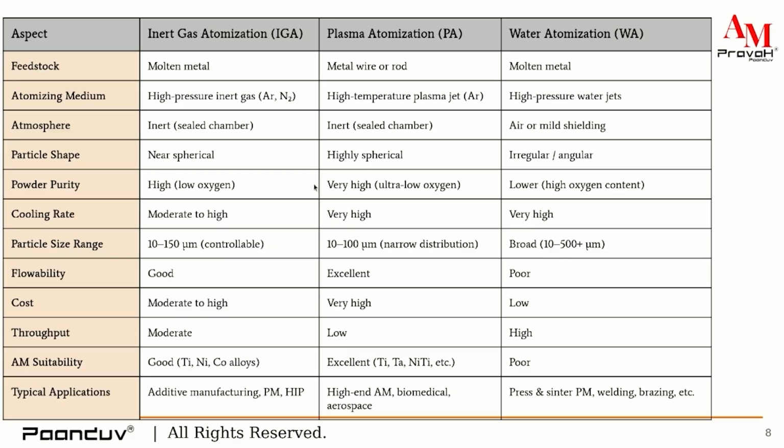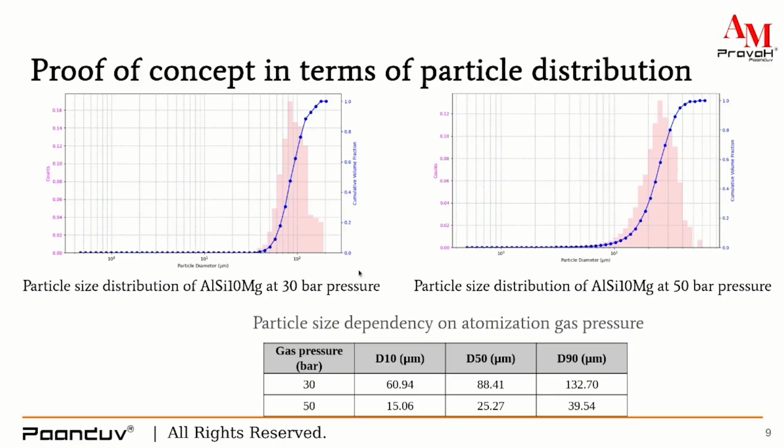Cooling rates are very high and the powder purity is lower because these are not highly spherical particles. They can be angular, they can be irregular shaped particles also, which impacts the fluidity or flowability of these particles. Now, as an example, we have shown you when we change the gas pressure from 30 to 50 bar, the particle size distribution also varies. And this variation in particle size distribution, you can see by D10, D50, and D90 configurations.